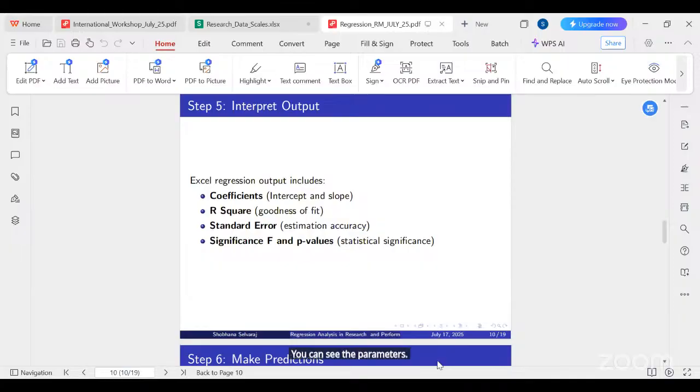the R square, which tells us how well the model explains the data variation, and the closer to 1, the better. Standard error, which indicates the estimation accuracy, and finally the p value, which tests the statistical significance of the coefficients.